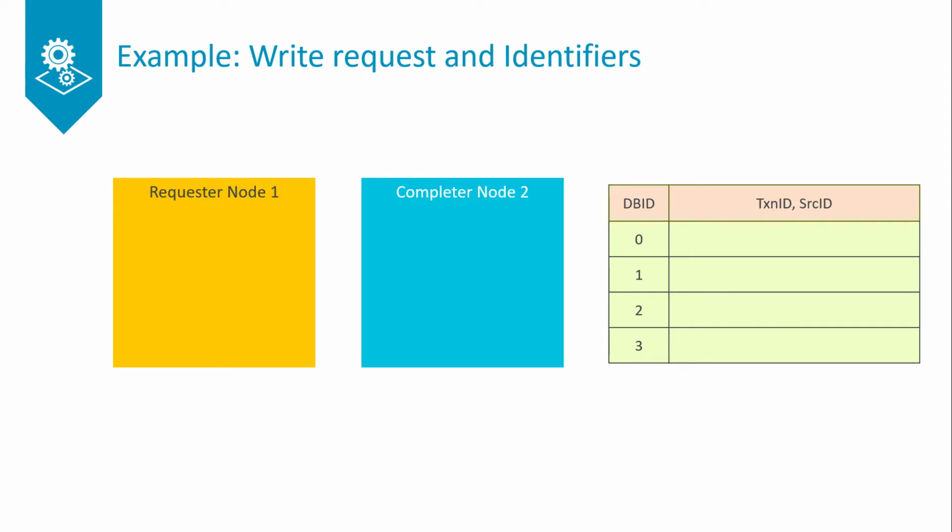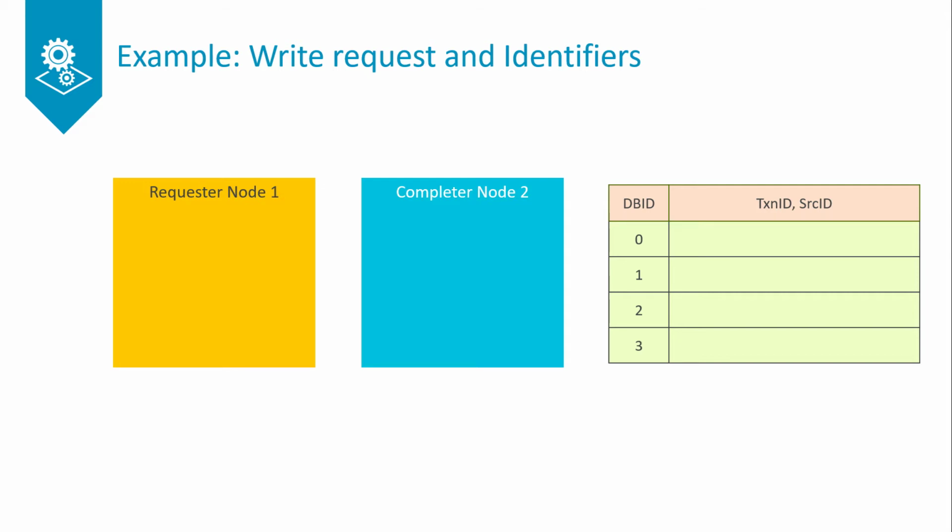In this example, we show the use of identifiers in a write request between a requestor node and a completer node. A completer is a name given to any component that responds to a transaction it receives from another component. In this example, the requestor is assigned node ID 1 and the completer is assigned node ID 2.